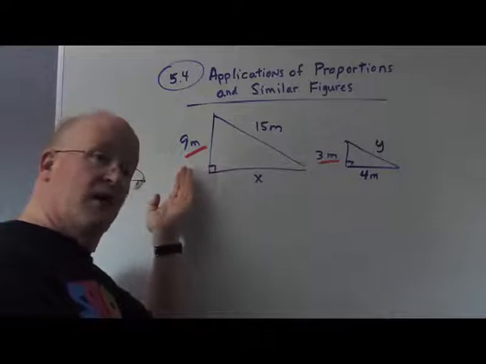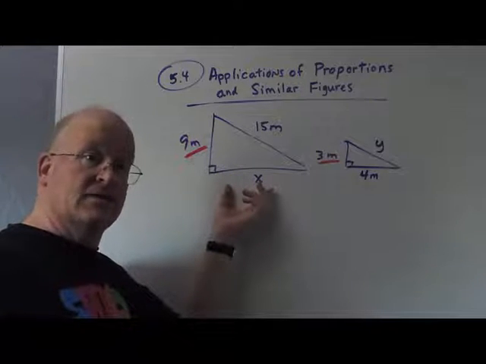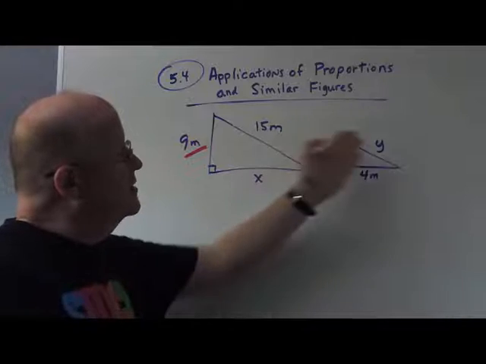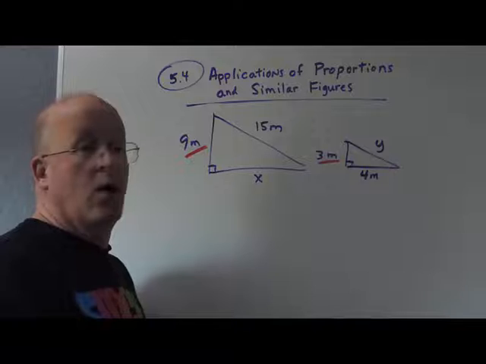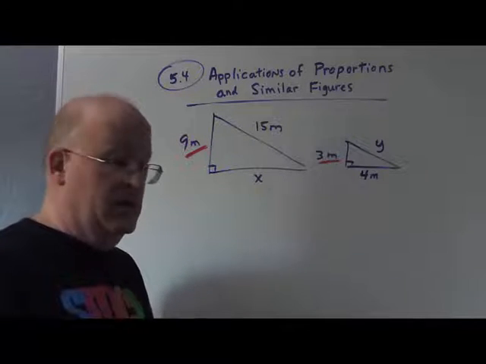So you could pretty much just say, in this case, that the figure on the left, not drawn to scale, is 3 times bigger. So I could take my 4, multiply by 3, and find out that x would be 12. And if I've got the 15 here, and I need to find y, I can divide by 3 to get y, and find out that y would be 5 meters. But that's only because the numbers are nice and clean.